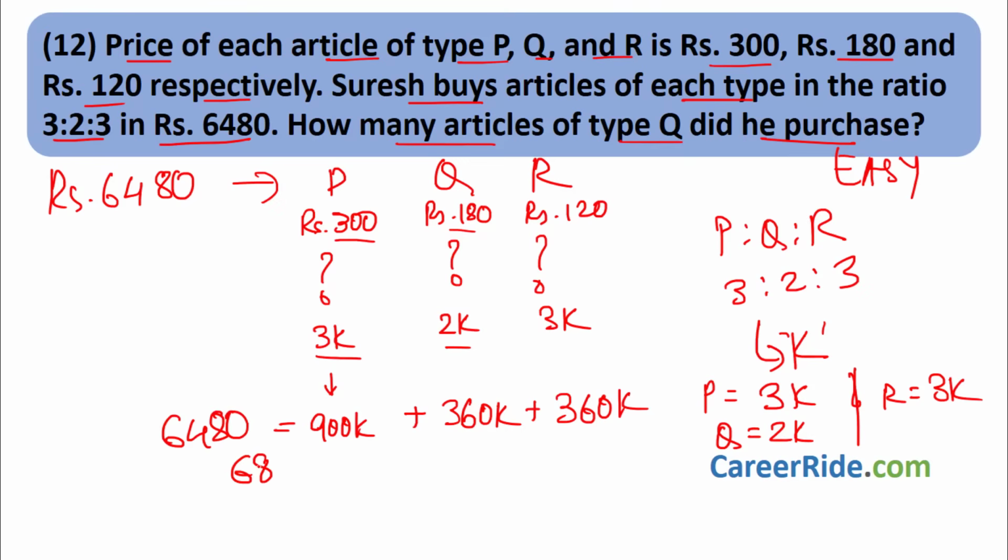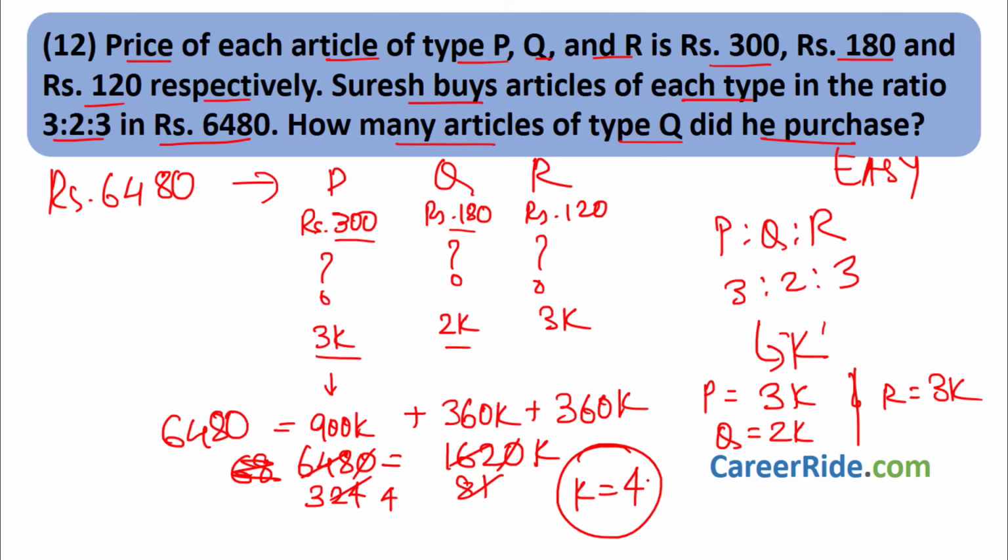So 6480 would be equal to how much? 1620K. Okay. K, this gets cancelled. 2 8s are 16, 81, 2 into 3 is 6, 4, 81 into 4. So value of K is 4. So number of articles of type Q are nothing but 2K, that is 2 into 4 is 8. So Suresh bought 8 articles of type Q.